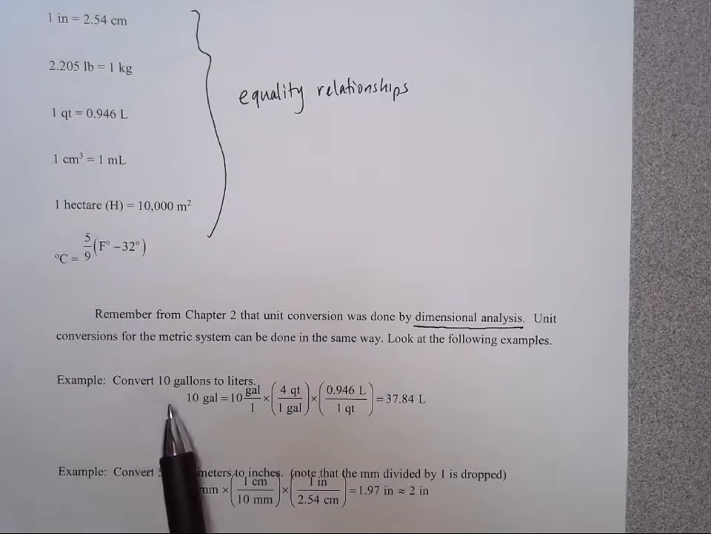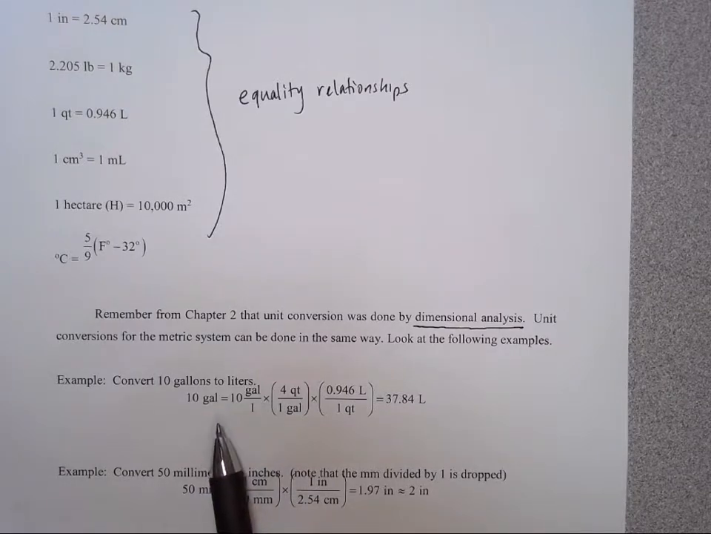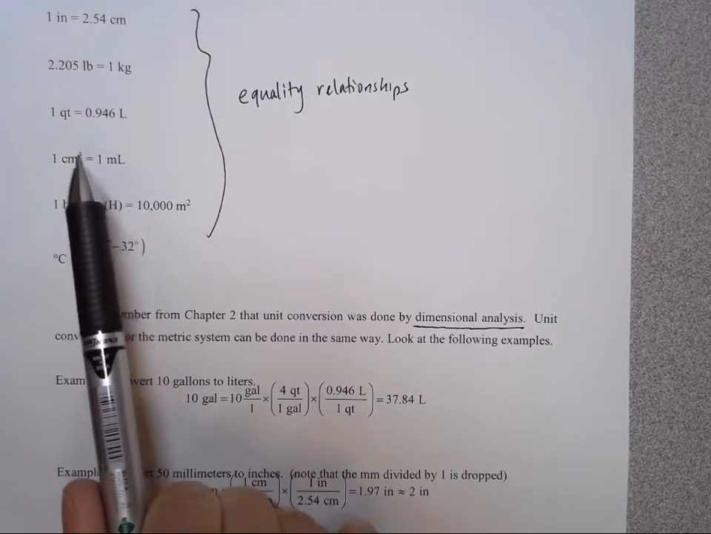For this example, I want to convert 10 gallons to liters. If you remember from our unit conversions, we're going to start with 10 gallons. The first thing we're going to do is write those units as a fraction, so there's no denominator there, it's just gallons over 1. We're at gallons and we want to get to liters, so we can look up here at our relationships.